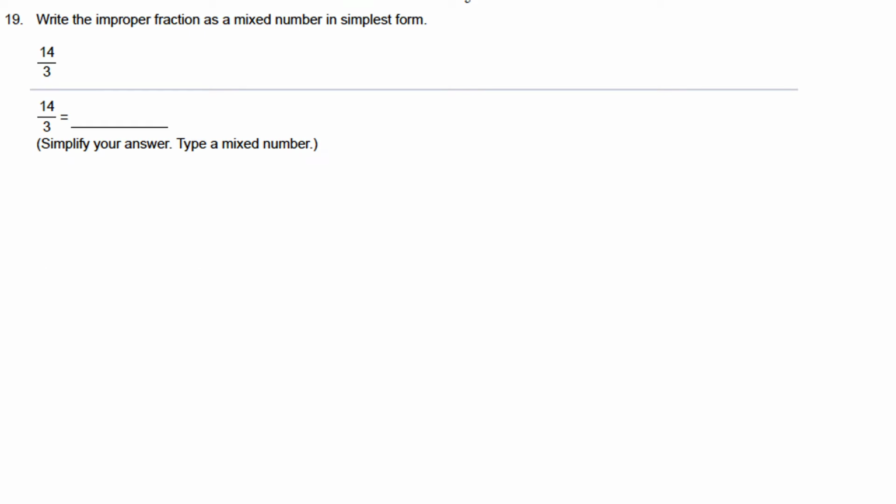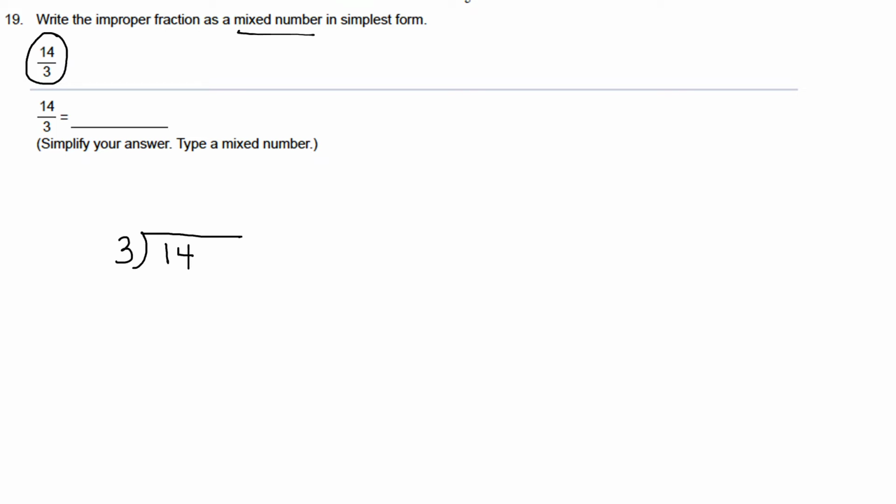Write the improper fraction 14/3 as a mixed number in simplest form. Again, this is an improper fraction because the numerator is greater than the denominator. To write a mixed number, we're going to use long division. We'll take the denominator and place it on the outside of the division bar, and then the 14 will go inside. So we're dividing 14 by 3.